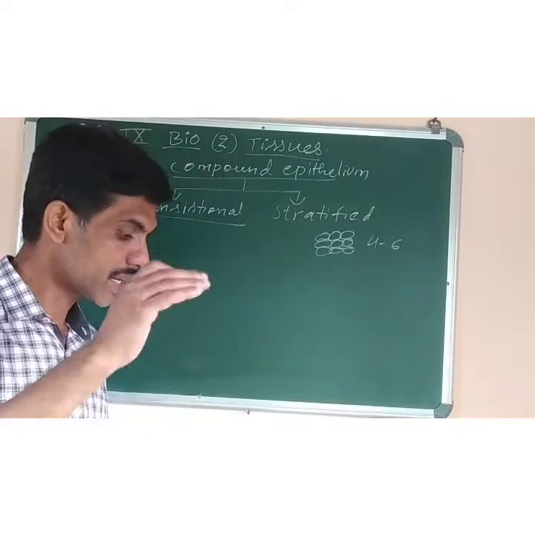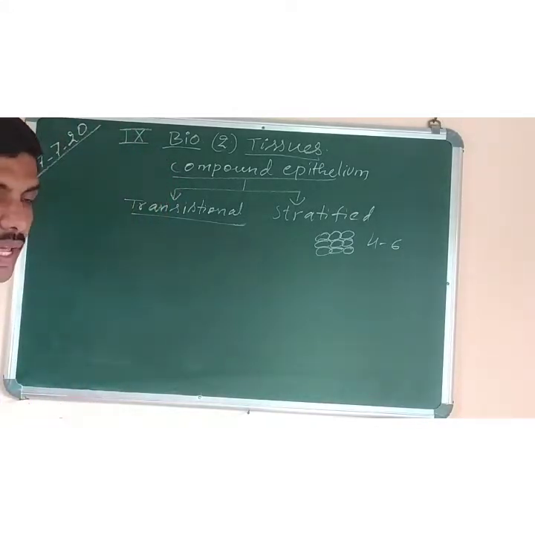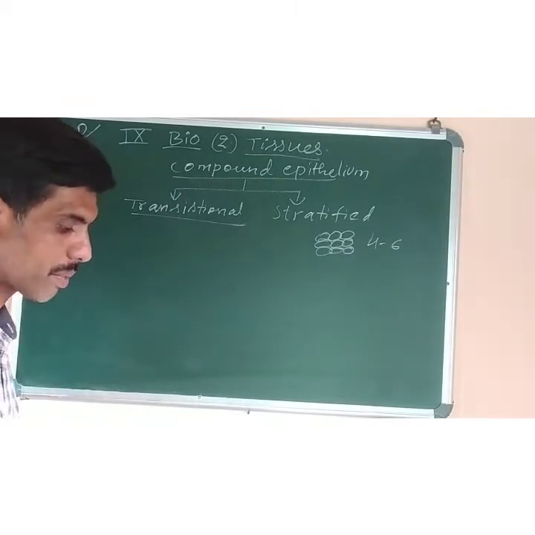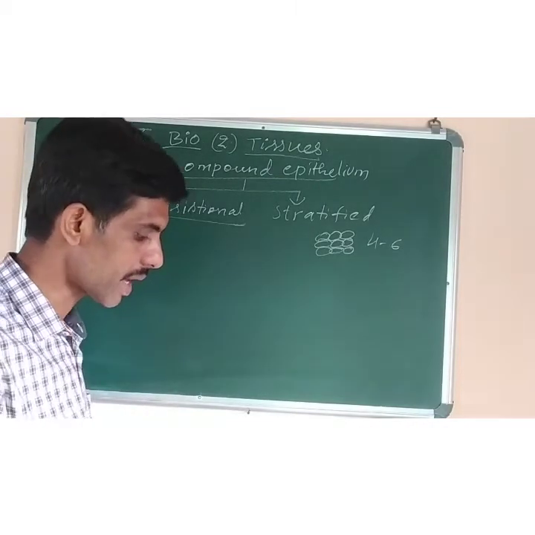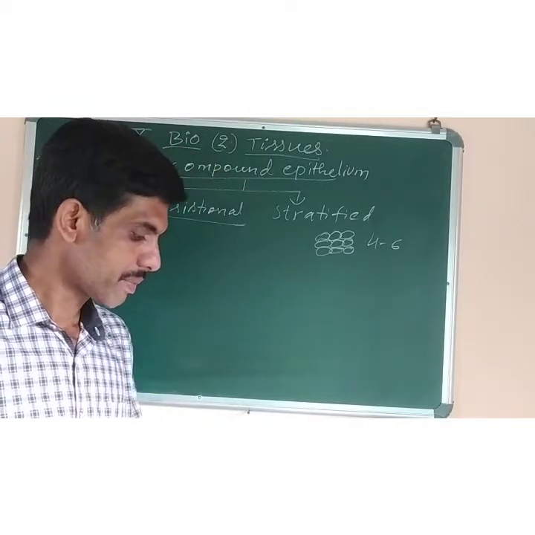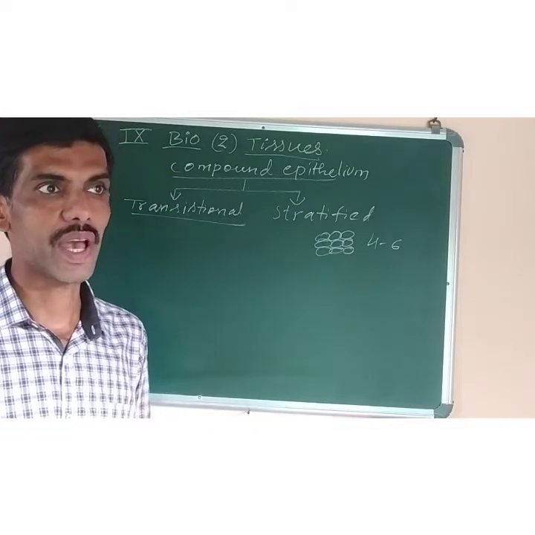The deepest layers are columnar or cuboidal. The cells of the middle layer are almost polyhedral in shape, whereas the cells of the base layer or the surface layer are globular, meaning round in shape. And the cells of transitional epithelium and the connective tissues can stretch a lot, meaning they are stretchable.